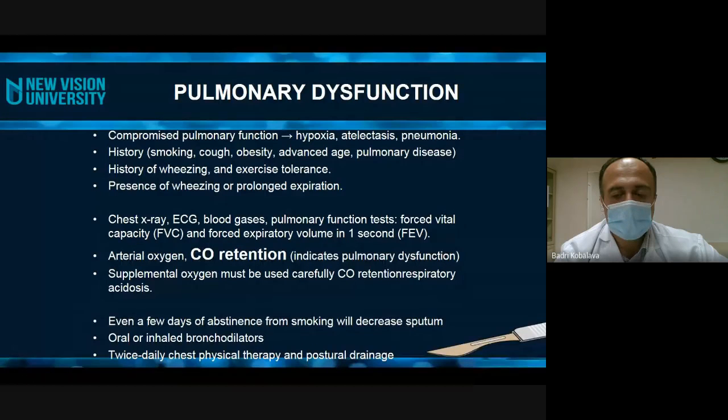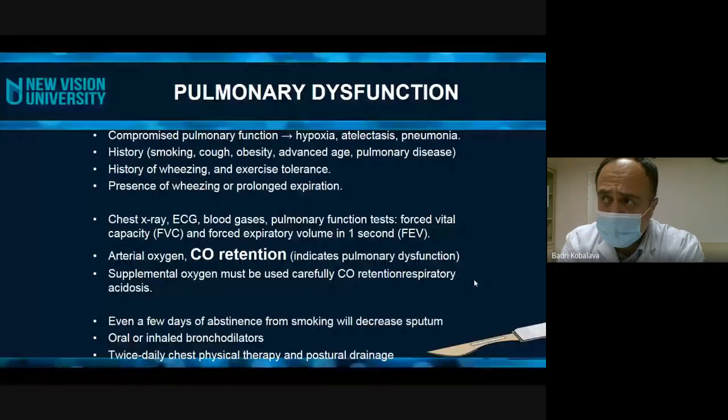And also the sputum released by the bronchi decreases, but after 5-7 days of cessation, the amount of sputum can increase again for a few days. Oral or inhaled bronchodilators are used in case of bronchospasm. And after surgery, mainly after surgery, it is important to do physical therapy and postural drainage.